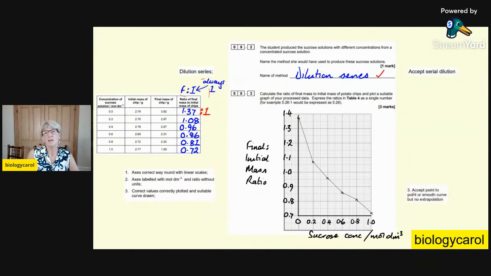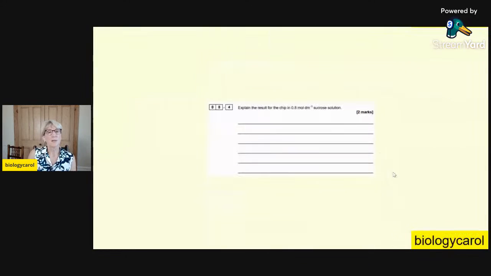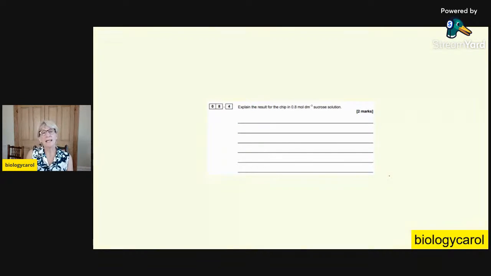Here is the mark scheme. Here are the examiner's points. I get the first mark because I get the axes the right way round and the scales are linear. These intervals are the same each time. I get the labels right, and I plot correctly, and I join with a straight line. I could have used a smooth curve. Notice if you're plotting experimental data, you never extrapolate beyond what your data has told you. Okay, so explain the result of the chip in 0.8 moles per decimeter cubed of sucrose solution.